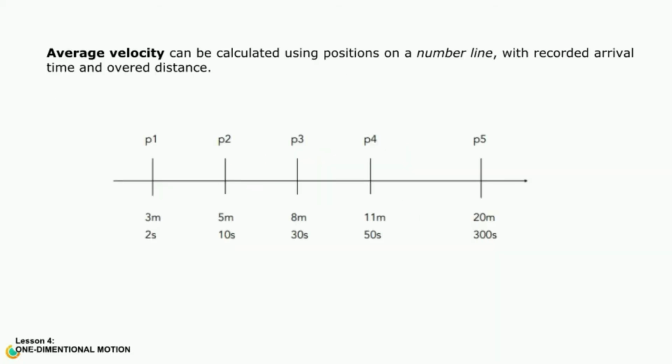The average velocity can also be calculated using positions on a number line. Look at the figure shown. The recorded arrival times and positions are plotted on the number line. The first position is at P1, 3 meters, at 2 seconds. At 10 seconds, the next position is at 5 meters. At 30 seconds, the third position is at 8 meters. At 50 seconds, the position is at 11 meters. And at 300 seconds, the last position is at 20 meters.